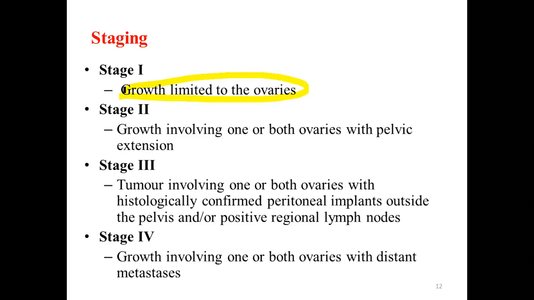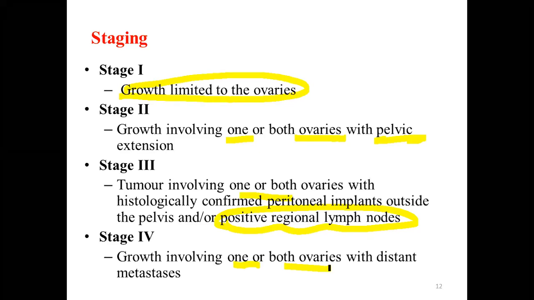Stage two, the growth can involve one or both ovaries, but there is extension to the pelvic region. Stage three, the tumor involves one or both ovaries, but there is involvement of regional lymph nodes. Stage four can involve one or both ovaries, but there is a possibility of distant metastasis. So this is the TNM staging of ovarian cancer.